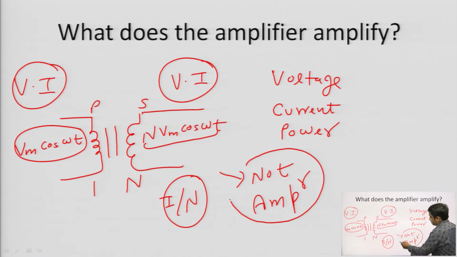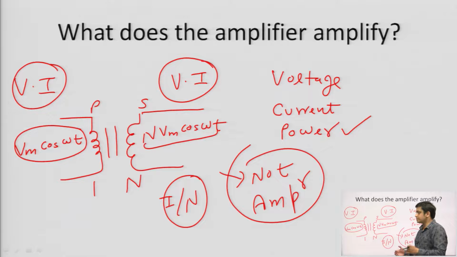For an amplifier, the power level should boost up, only then we say that it is an amplifier. If it is only about voltage or current, then your transformer can also increase the level of voltage and current, but it is all about power.